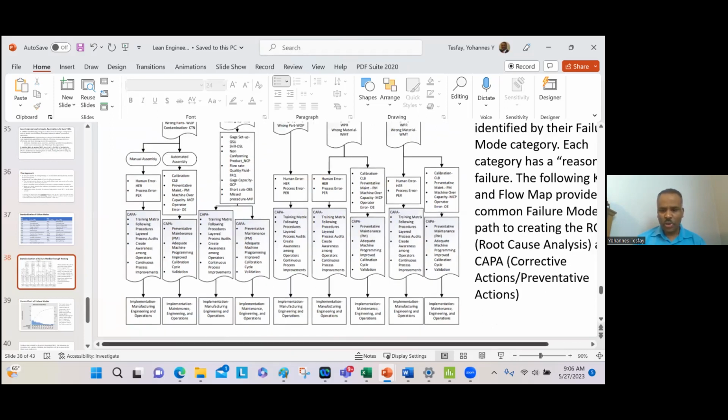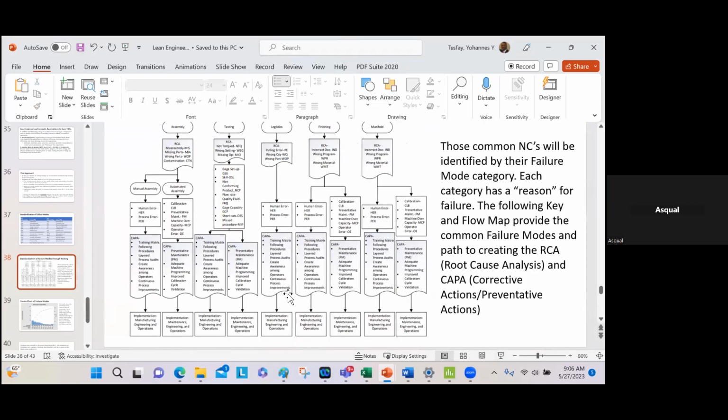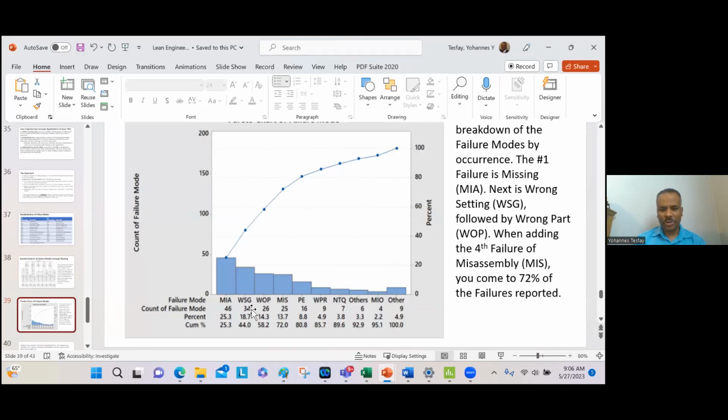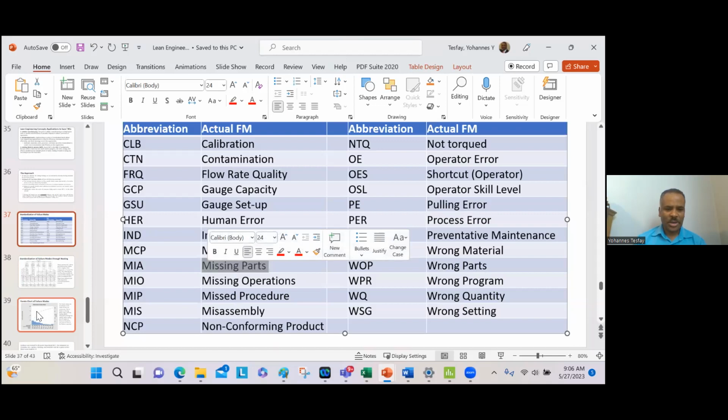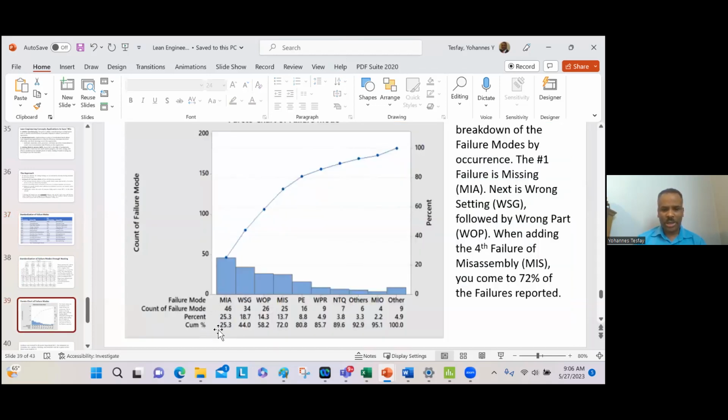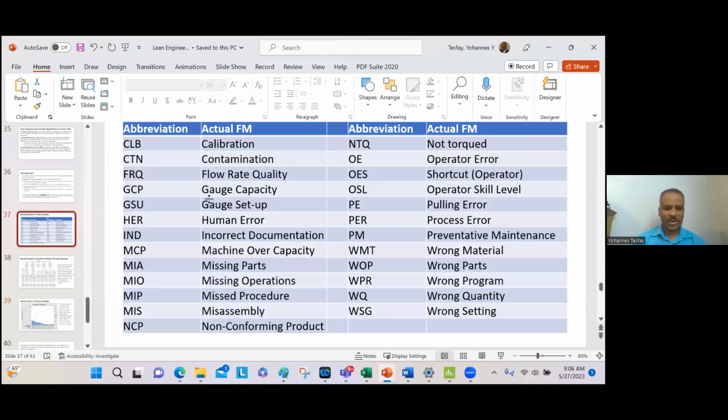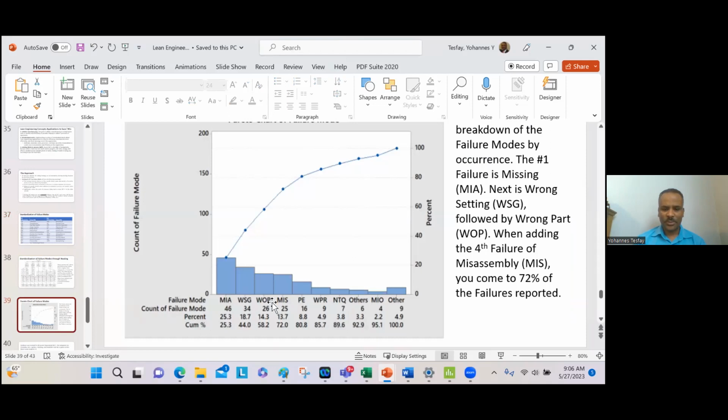So implementation, who is going to implement that? We have already done it in this way. Then most of the costs come from these failure modes, which I told you about earlier, right? Already discussed here. Missing part is what causes most of the failure modes. Okay. WSG, I'm going to refer to it right here. WSG: wrong setting for final inspection. Okay, final inspection and so forth like that.